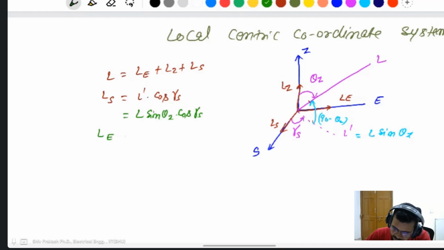LE, same thing: L dash sine gamma S, which is L sine theta Z into sine gamma S. And LZ is equal to L cos of theta Z.